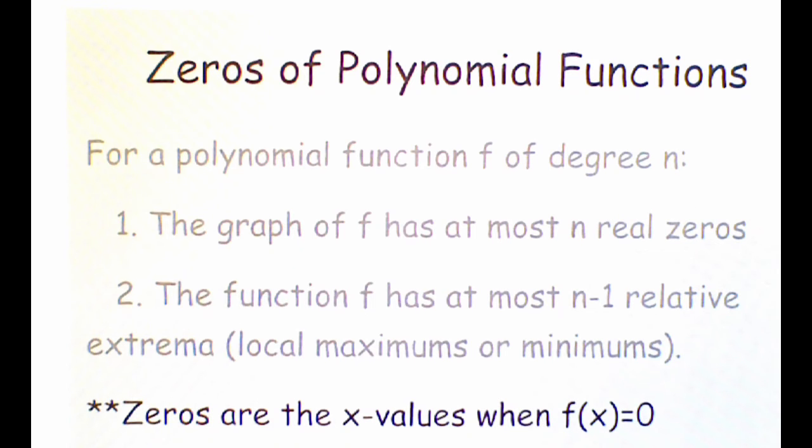So for a polynomial function f of degree n, the graph has at most n real zeros. So the number of zeros can be at most the degree of the function. And it has at most n minus 1 relative extrema, maxes or mins. So if my degree is 7, I could have 7 zeros, I could have 6 maxes or mins.